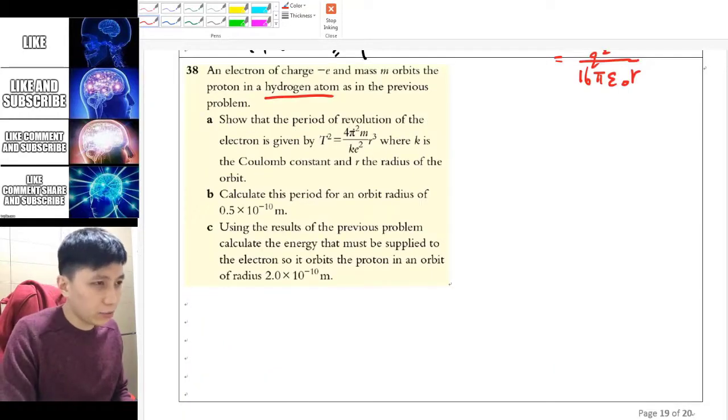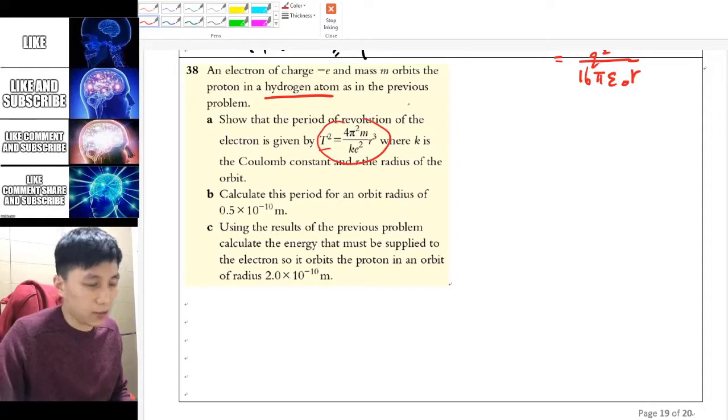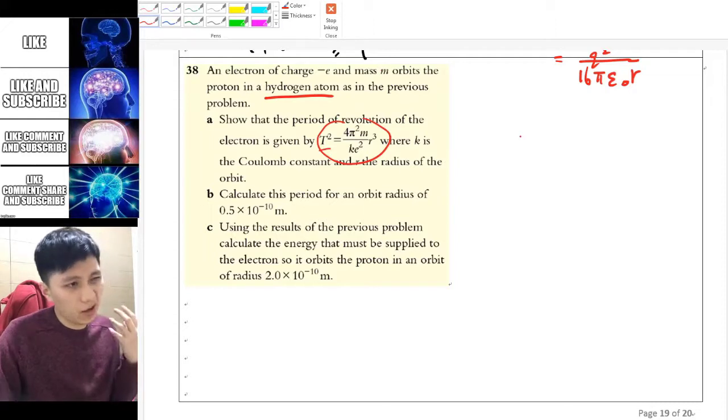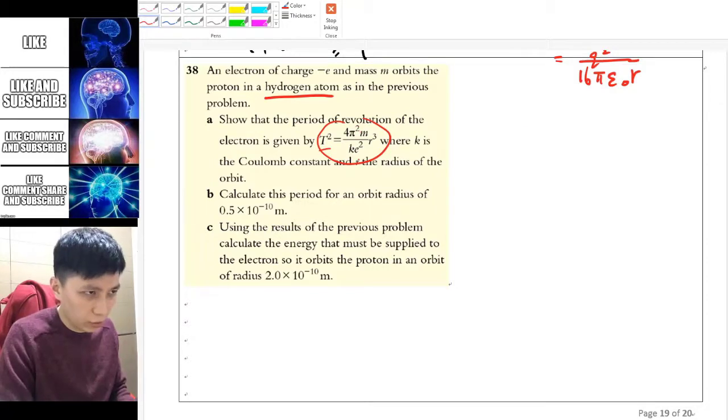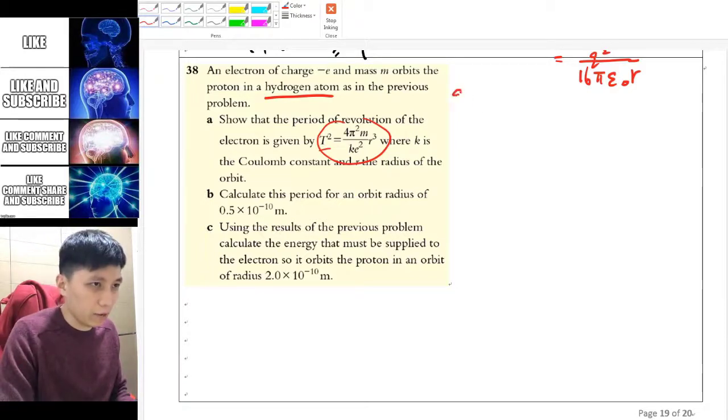So part A asks you to derive this equation, something to do with T, the period, squared. And so obviously, I guess you just have to use a similar approach to what we did in the previous question, because when you look at the right hand side, it looks like the force as well. So I will start with F equals ma again.